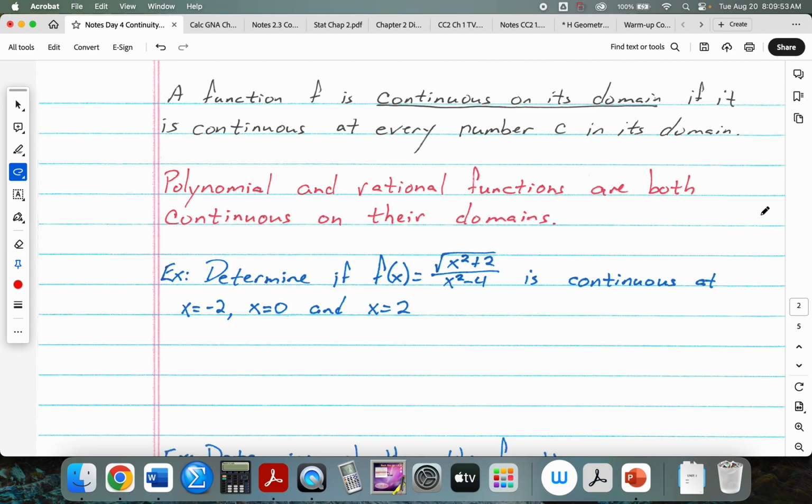You could just say that it's continuous. Although, you look at the graph of tangent and you're like, well, that's not continuous. Well, it's continuous everywhere it's defined. So anyway, polynomials and rational functions are both continuous on their domains. Any polynomial function is continuous everywhere because polynomial functions are defined everywhere, and rational functions are continuous everywhere that they're defined.